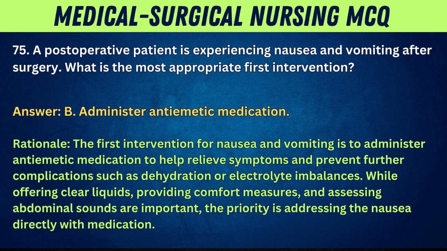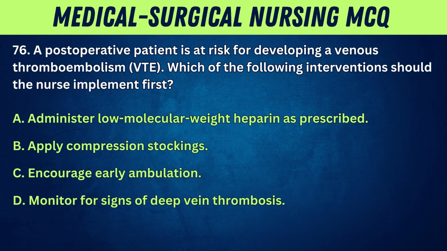Rationale: The first intervention for nausea and vomiting is to administer antiemetic medication to help relieve symptoms and prevent further complications, such as dehydration or electrolyte imbalances. While offering clear liquids, providing comfort measures, and assessing abdominal sounds are important, the priority is addressing the nausea directly with medication.